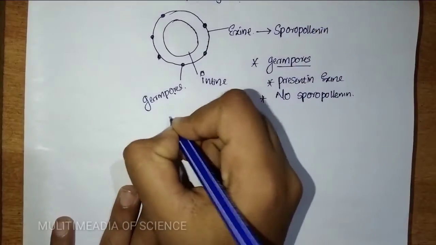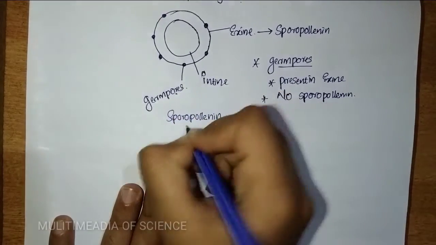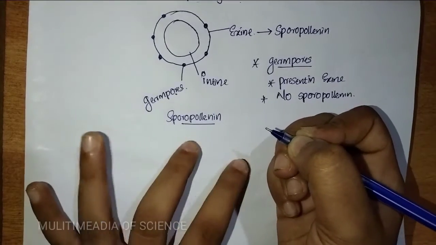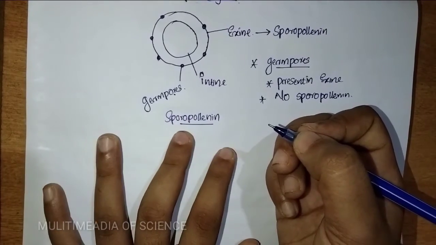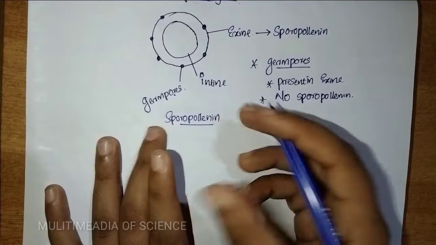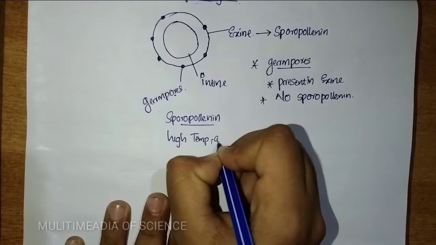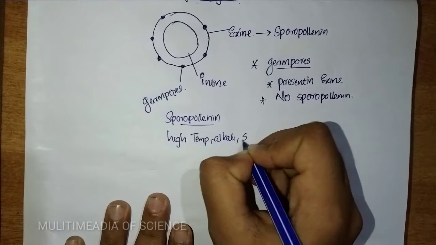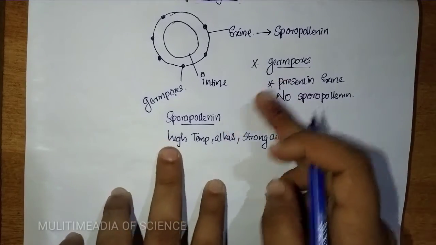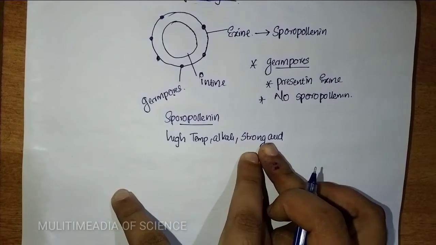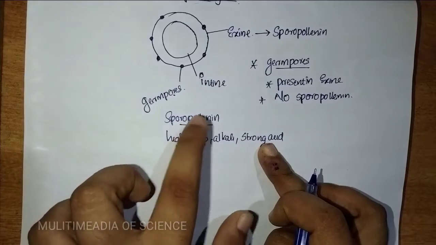Sporopollen. What is sporopollen? Sporopollen is the most resistant organic material known. It can withstand high temperature, alkali, and strong acids.